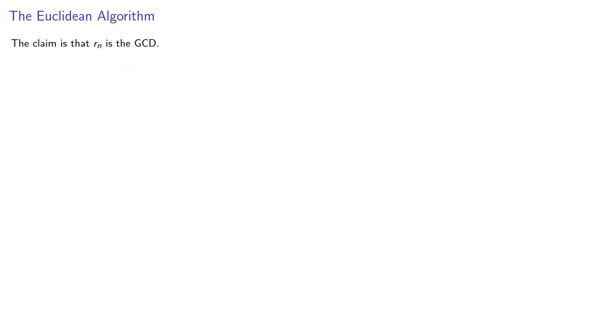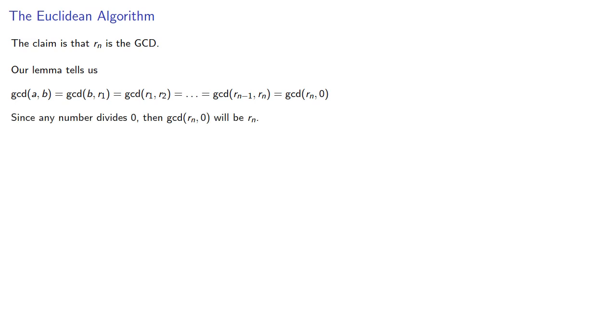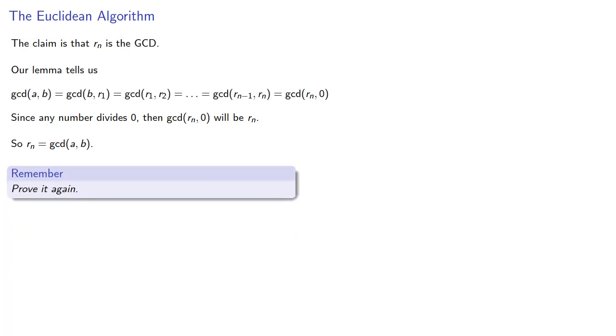And the claim is the last non-zero remainder is the greatest common divisor. Now our lemma tells us that we have this chain of greatest common divisors, and again, since any number divides 0, the greatest common divisor of Rn and 0 will be Rn. And so Rn is the greatest common divisor of A and B. At this point, it's useful to remember, prove it again. If you really want to understand mathematics, take any theorem and find multiple proofs with different approaches.